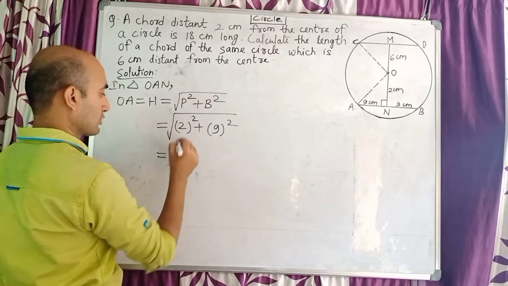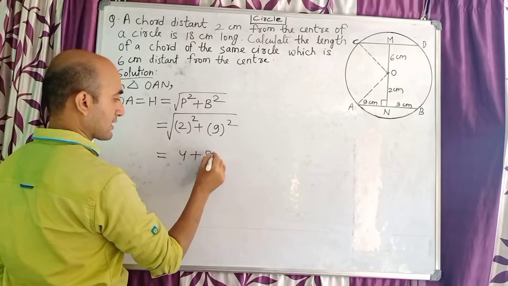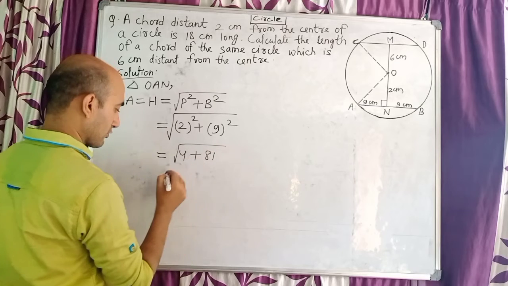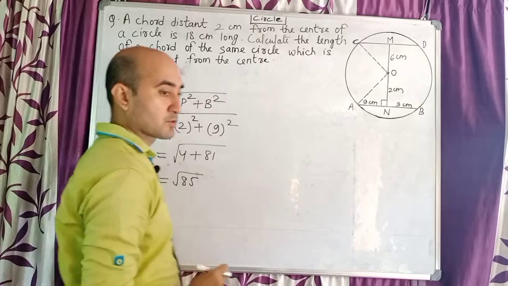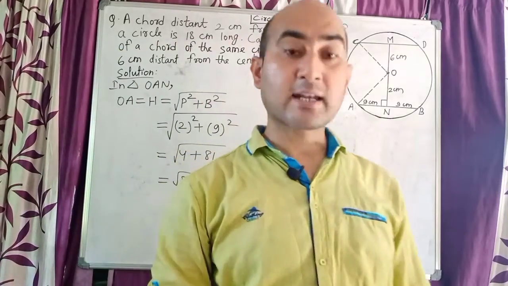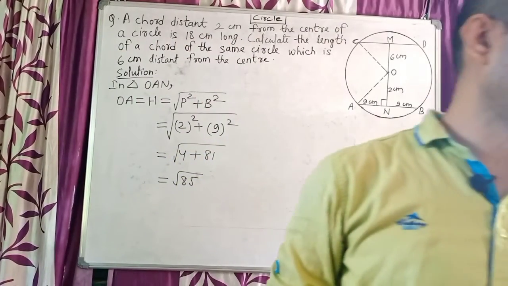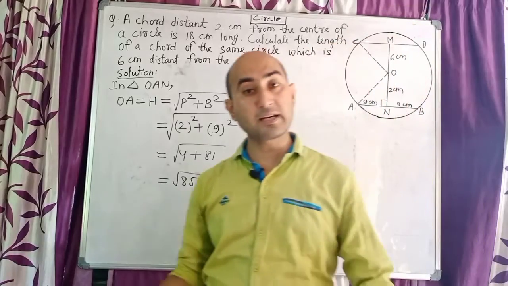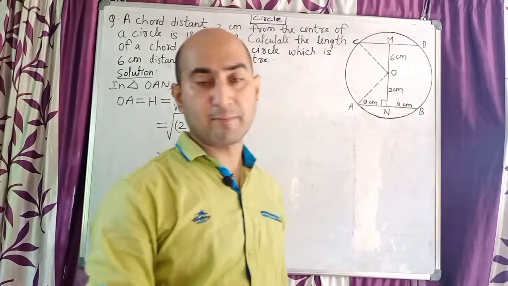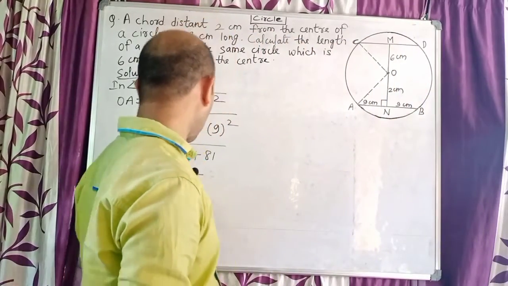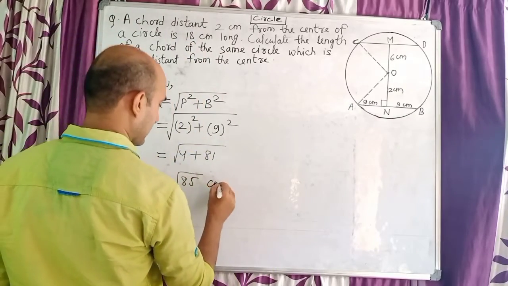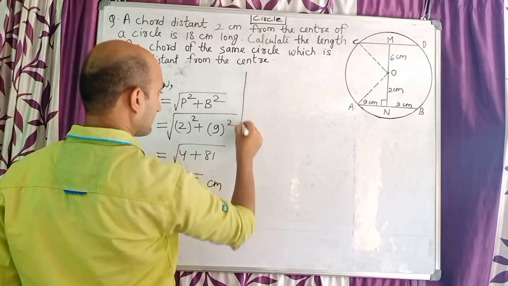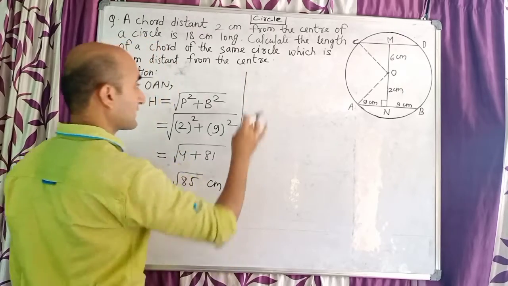Now 2 square is 4, 9 square is 81. So finally I will get root 85. So what we will do, children, whatever answer has come, we will keep the same answer. So it is root 85, no issue. You keep it root 85 because we cannot take out root 85 from the root over, and we can write it here centimeter.